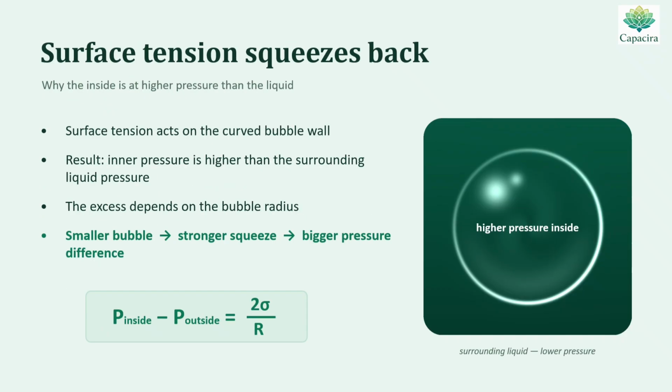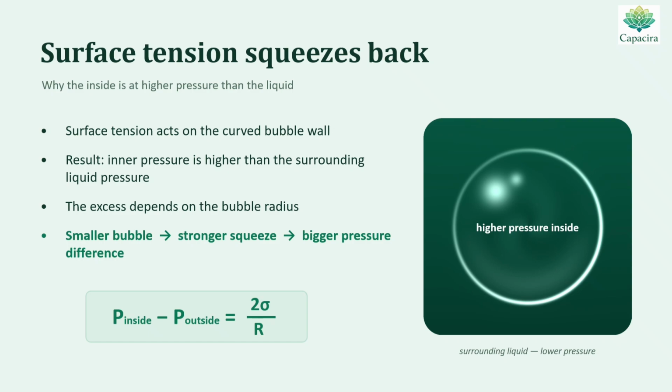Now comes the balancing force. Think of the bubble surface as a stressed rubber balloon. Every water molecule on the surface is pulling its neighboring molecule, so the liquid surface behaves like a stressed elastic membrane trying to reduce its area. That creates an inward squeezing force. According to the Young-Laplace equation, P inside minus P outside is equal to 2 sigma by R, where sigma is surface tension and R is bubble radius.